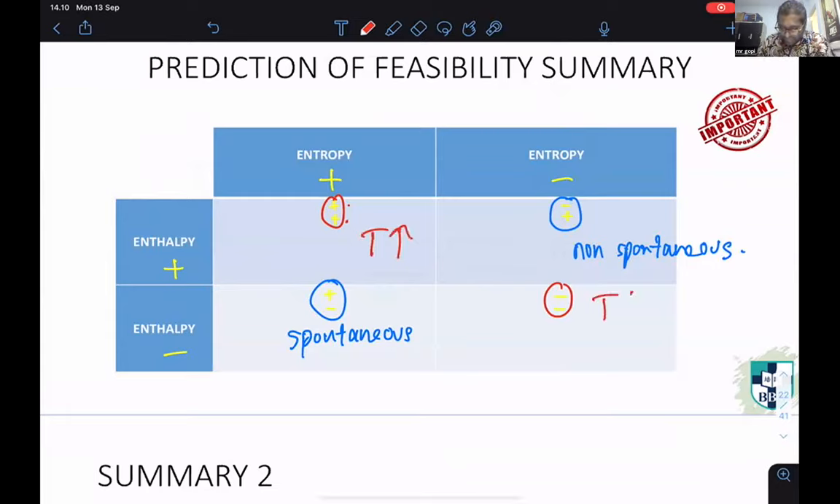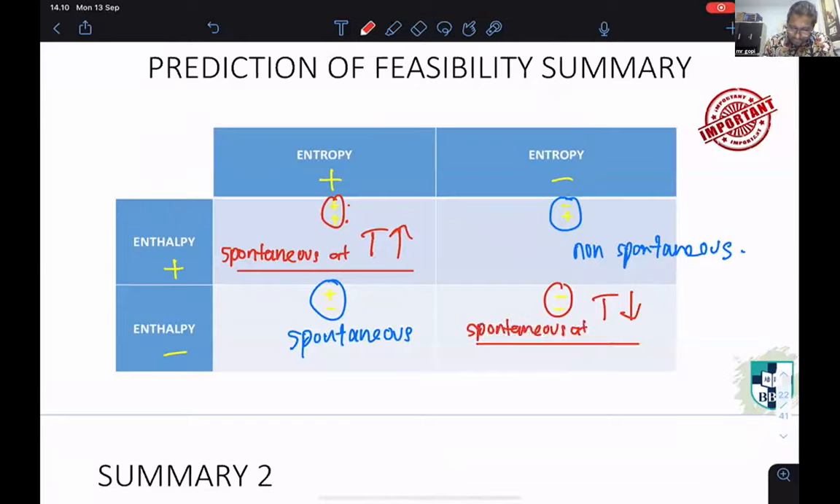Negative and negative, think negative. What does it mean? The reaction is spontaneous at high temperature. The reaction is spontaneous at low temperature. This is very, very important, and I make it very easy for you. This is very important.